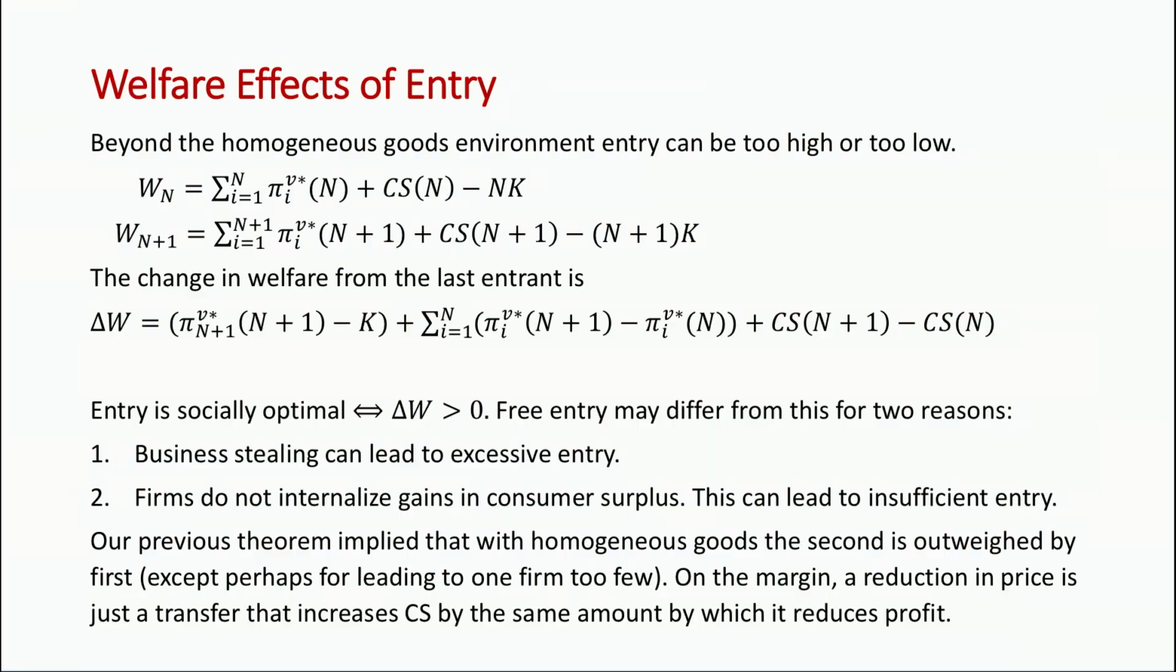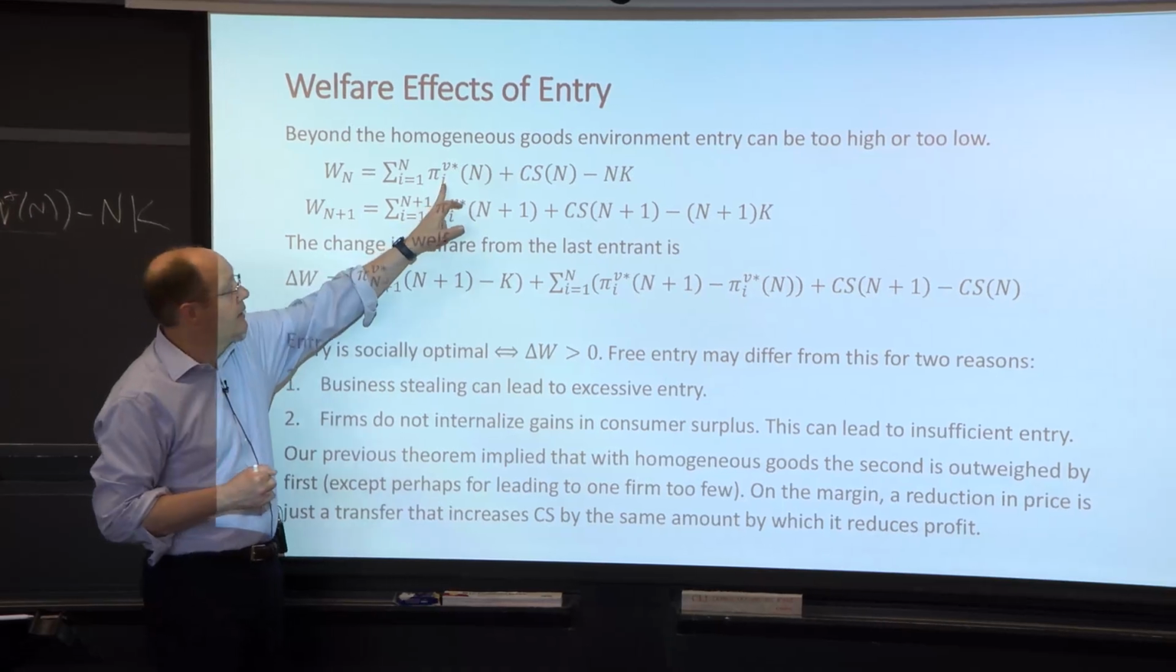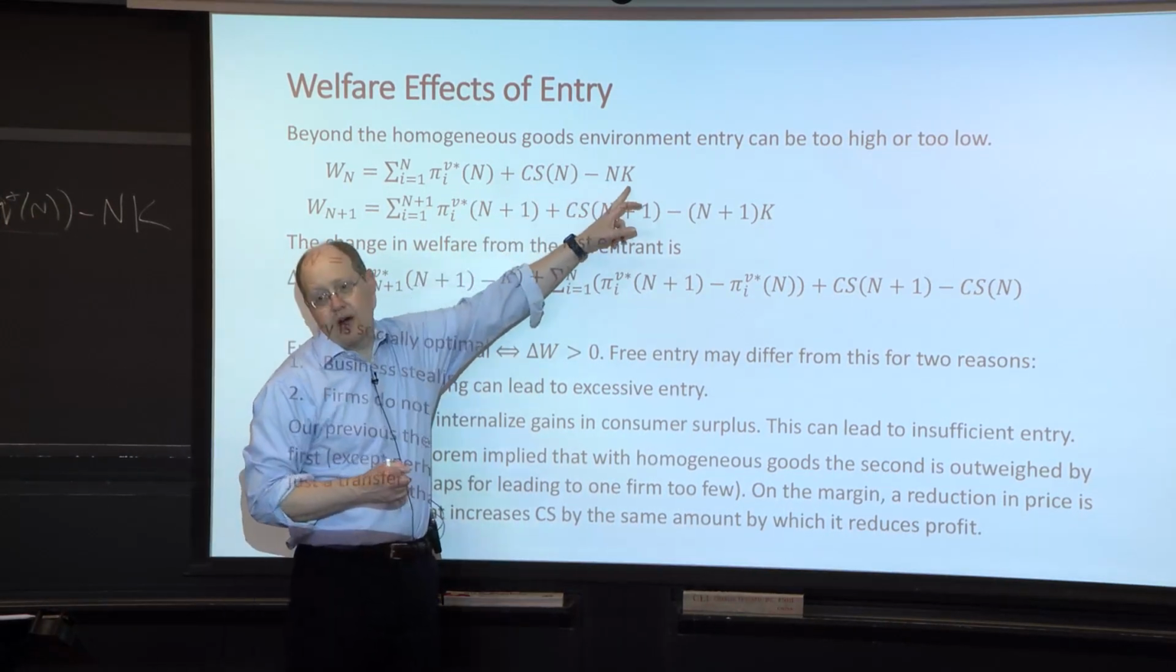Okay, so now let me think about, that was entry when you have homogeneous goods. What happens when you get away from homogeneous goods? When you get away from homogeneous goods, entry can be too high or too low. Okay, and why is that? Well, general setup, welfare, when you have n firms, it's going to be the sum of all the firms in the market of their variable profits, plus the total consumer surplus in the market minus the fixed costs.